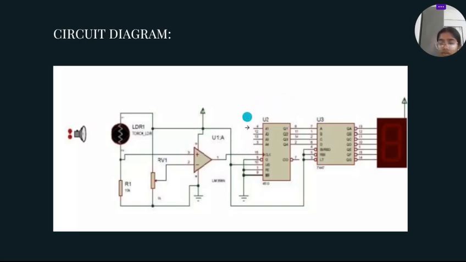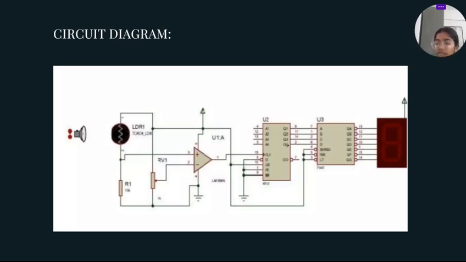This is U2, called 4510, the BCD counter. We can see that the clock pin of U2 is connected with the output of the U1 operational amplifier. When the operational amplifier output changes due to a change in light level, the counter gets triggered and increments the count.